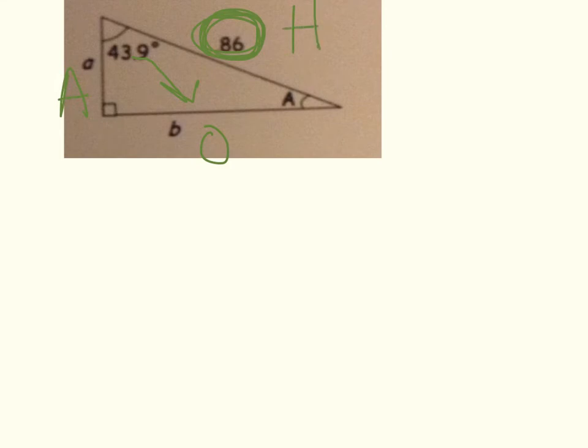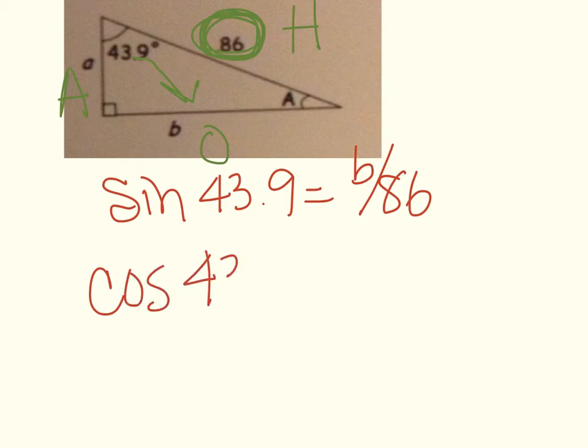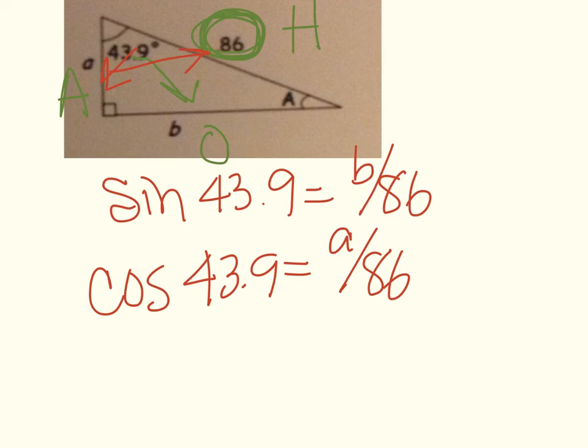So let's first of all use the sine function. The sine of 43.9, sine is opposite over hypotenuse, is going to give me B over 86. And then solving for A, that's going to be the cosine of 43.9, which is going to give me A over 86, the adjacent over the hypotenuse.